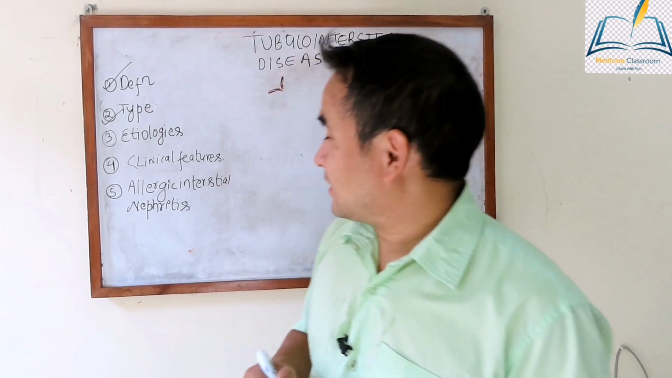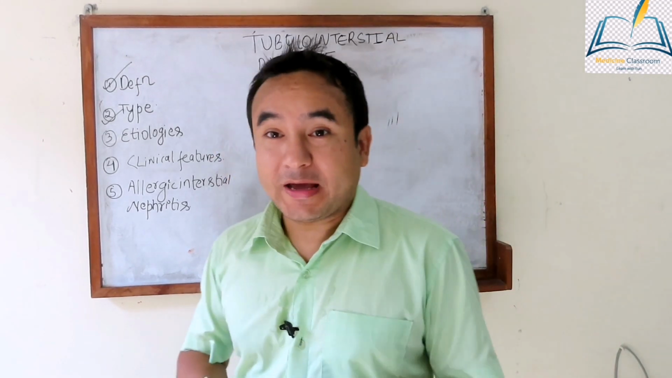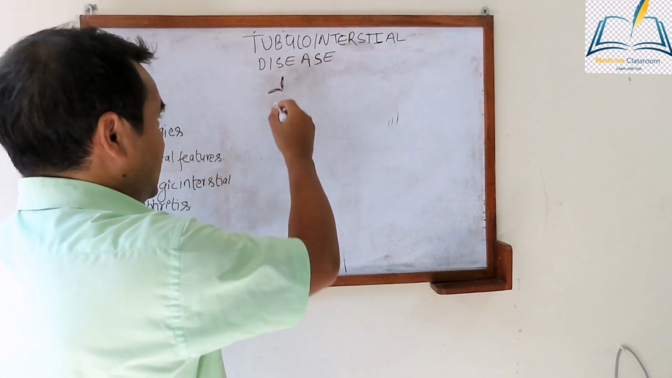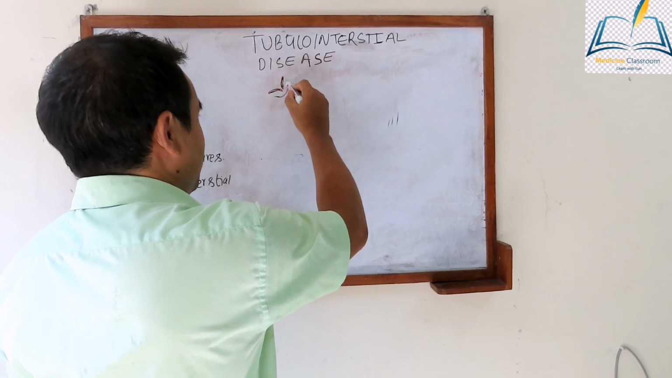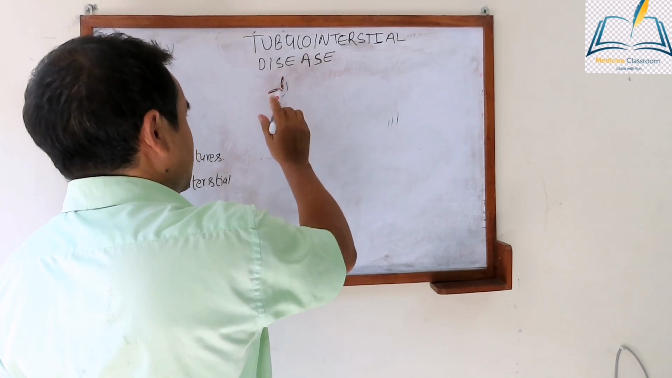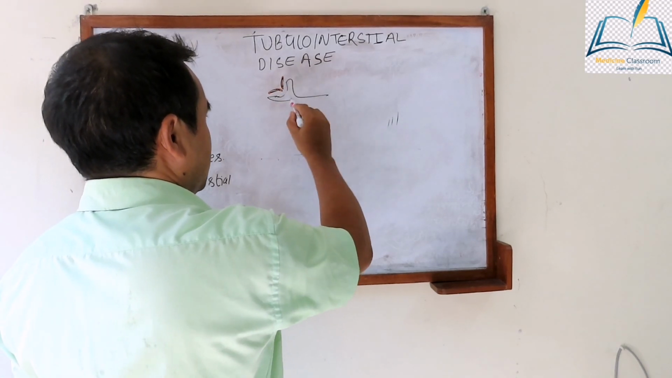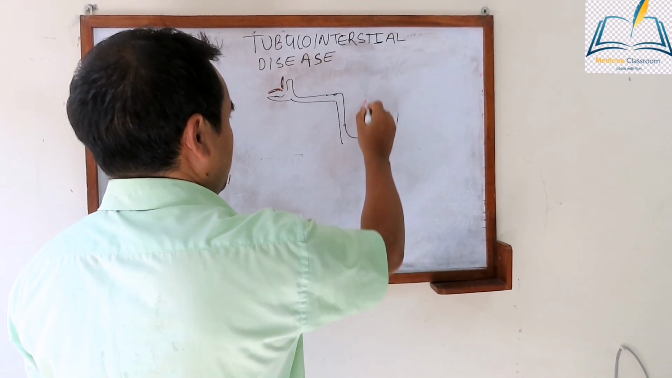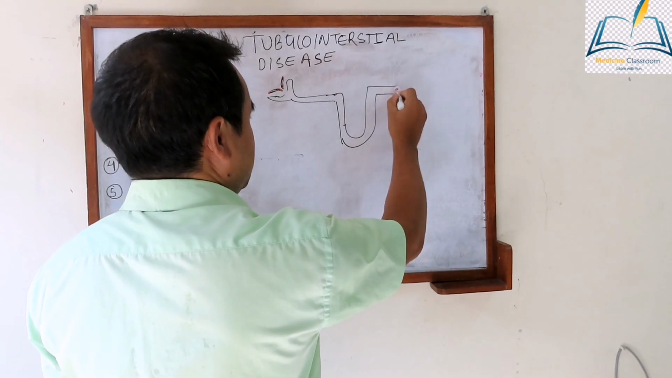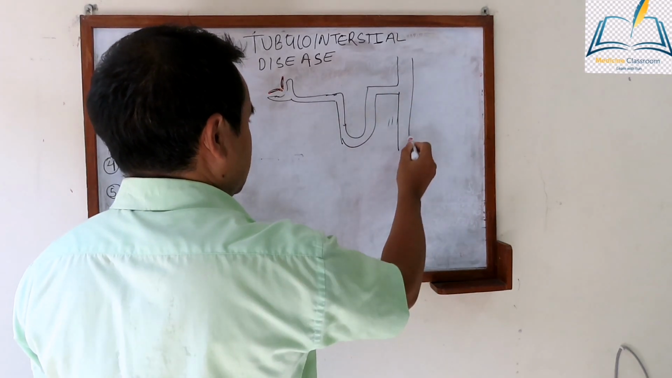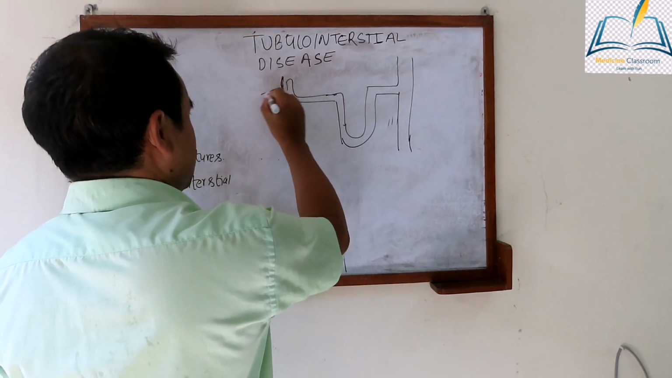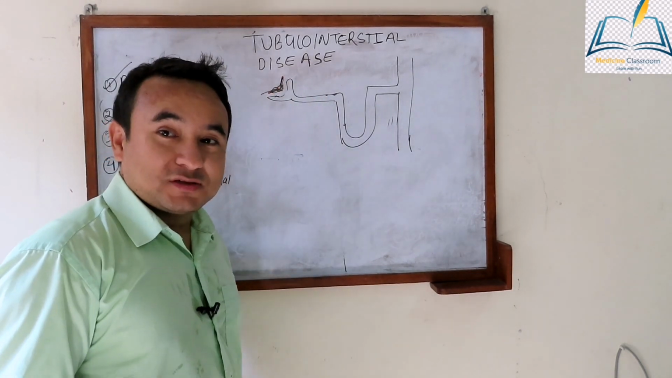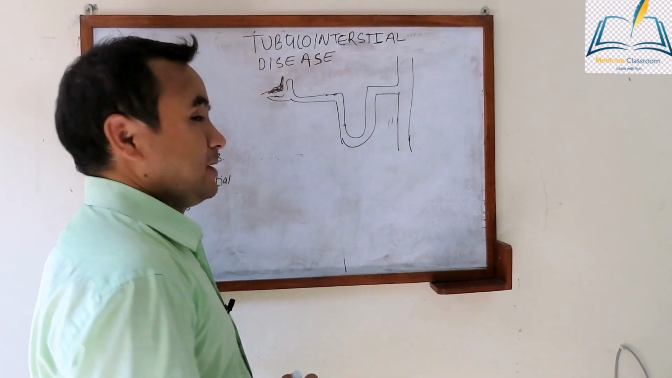Okay. Now let us go to the definition of acute interstitial disease. For that I will make a diagram of the glomerulus, and this is the tubules, this is the loop of Henle, this is DCT, and this is the collecting duct. Okay, this is the glomerulus. We have already discussed that the glomerulus is the tuft of capillaries.